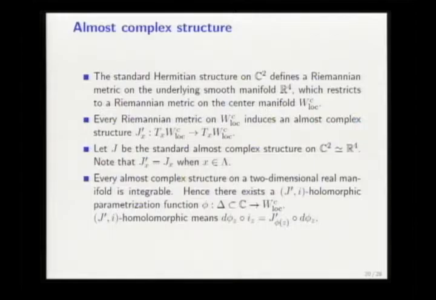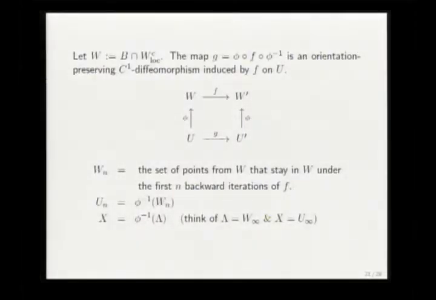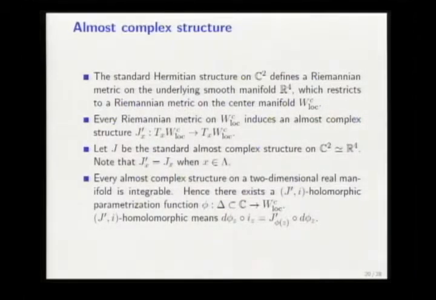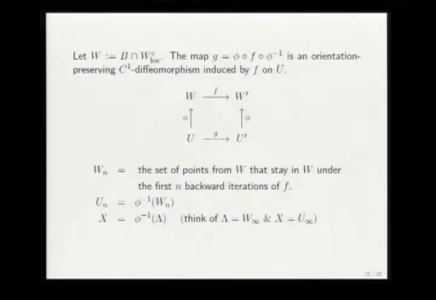Every almost complex structure on a 2-dimensional real manifold is integrable. So there is a parametrization function phi defined from C to the center manifold, such that this diagram over there commutes. So W lives in the center manifold, U lives in C, and the map phi is a parametrization of the center manifold. It's J prime holomorphic. In any case, we can restrict the dynamics to a map G induced by this diagram.